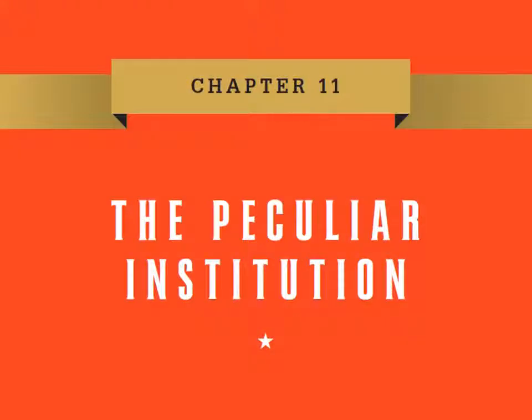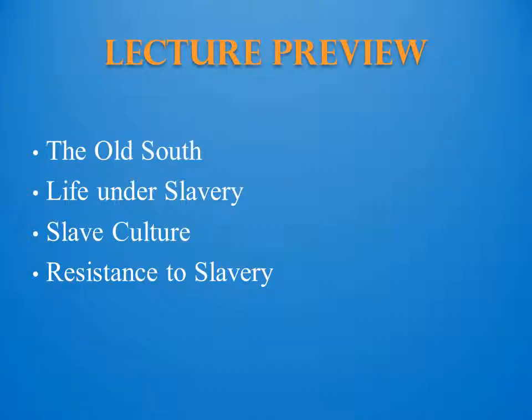Okay, guys and gals, this is Chapter 11, The Peculiar Institution. In this section, we're going to be talking about the Old South, life under slavery, slave culture, and resistance to slavery. And we're talking about this, remember, during the antebellum period. So this is the time period right up to the beginning of the Civil War.